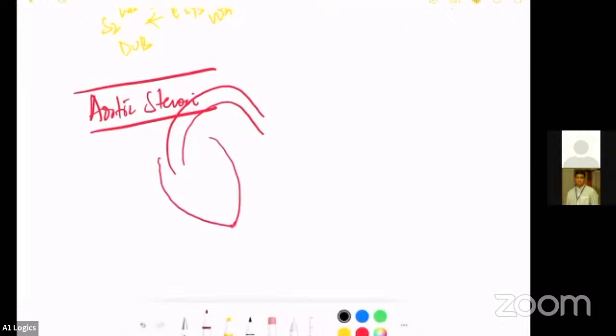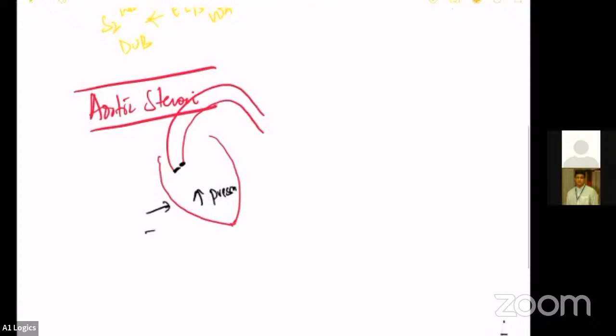Now, there is aortic stenosis. So what is aortic stenosis? The valves are very, very stiff. Now, the pressure here in the left ventricle has to overcome this stiff aortic valve.